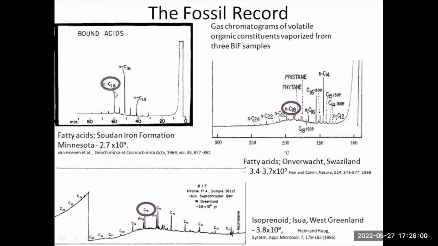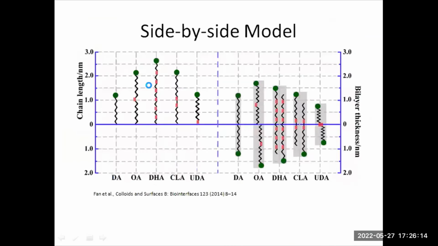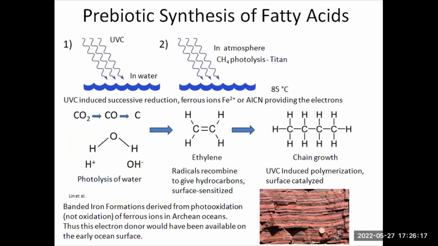Then if we look at these gas chromatograms, what we do is we take a sample of these banded iron formations. Remember that these banded iron formations were laid down during the Archean, and they are basically ferrous ions which have been oxidized. And that's where we get the iron today from. So these banded irons come from the Archean.